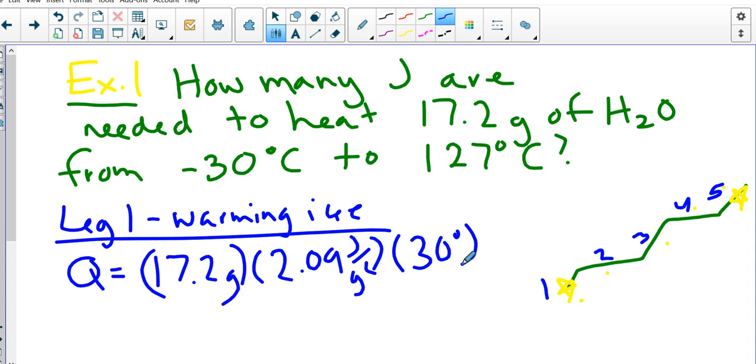So then I'm going to multiply that, and when I do that, am I going to be done? No, I'm going to be 20% of the way done.